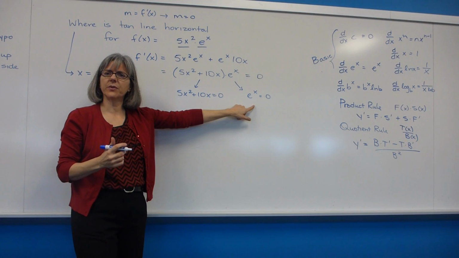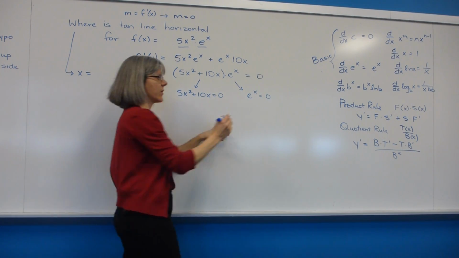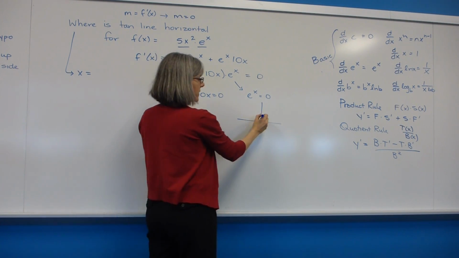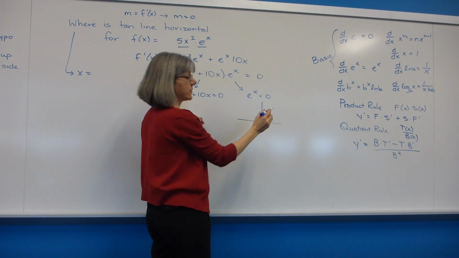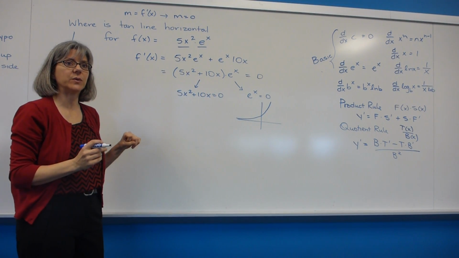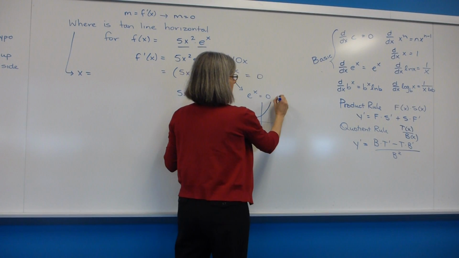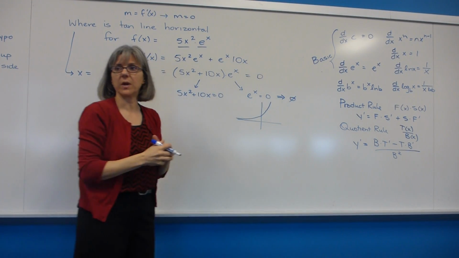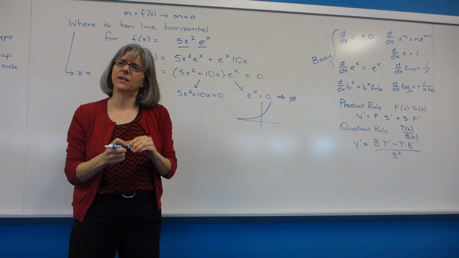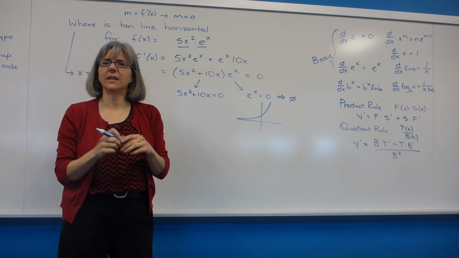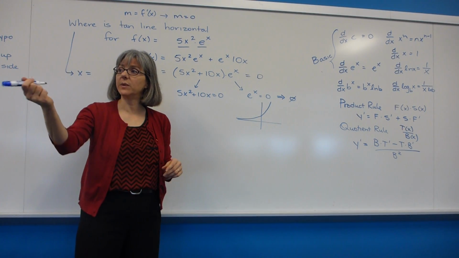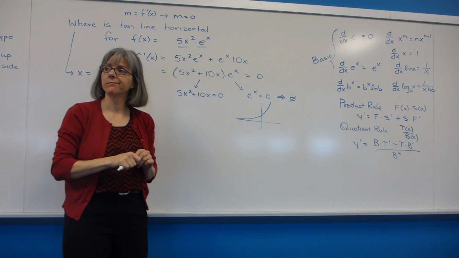Is e to the x ever 0? When x is 0, e to the 0 is 1. Let's think about what the graph looks like. This is where if you know your graphs. There's an asymptote. Does it ever get to 0? No. So this one gives you no answer at all. No problem. It never actually gets there, it's headed there, but it's never getting there. That's a limit versus an actual value. The limit is 0. The actual value doesn't exist.